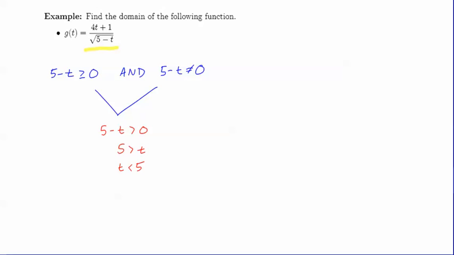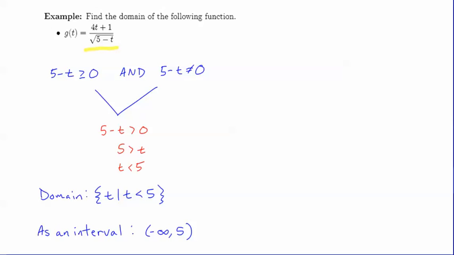So as we look at writing this domain, the domain of our function g will then be the set of t such that t is strictly less than 5. And if we want to write that as an interval, we're going to have all numbers that are strictly less than 5. So we'll have negative infinity up to 5, and we'll use an open bracket on 5 since we're not including that number 5 in our domain.